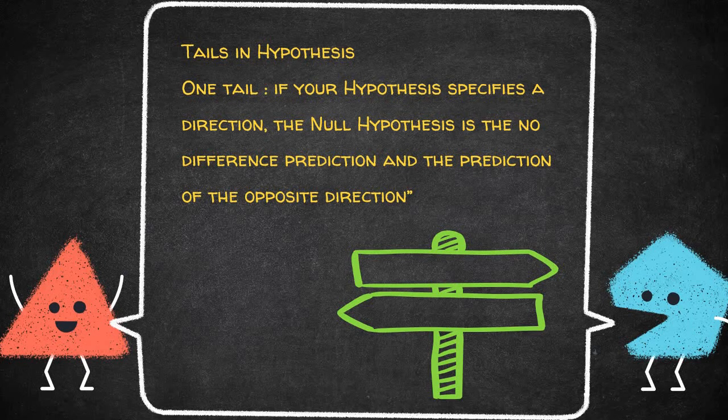What are tails in hypothesis? The one tail test is used if your hypothesis specifies a particular direction. Now the null hypothesis, in your hypothesis, if you are saying that something would lead to an increase or decrease, I mean changing the status quo with a specific direction.